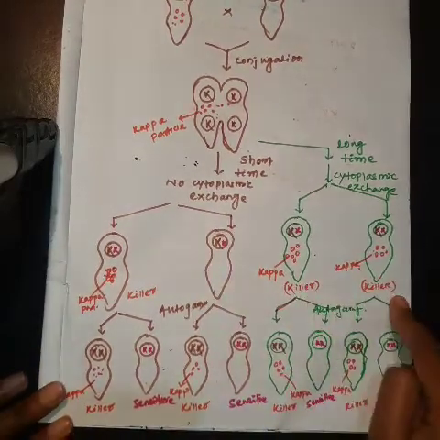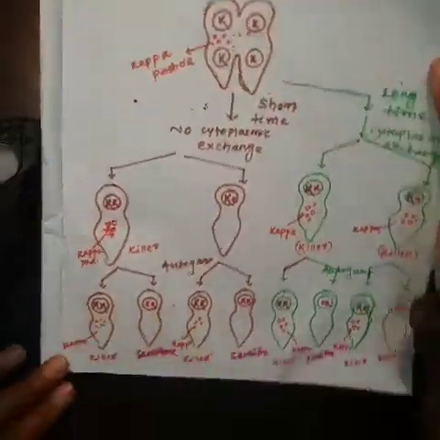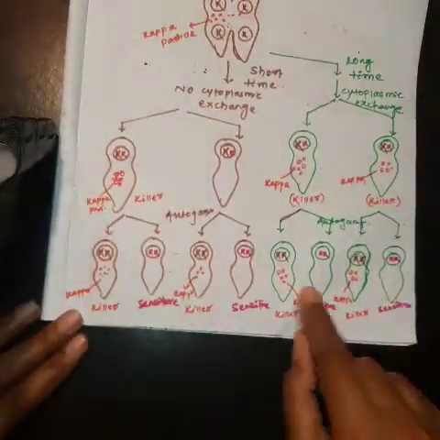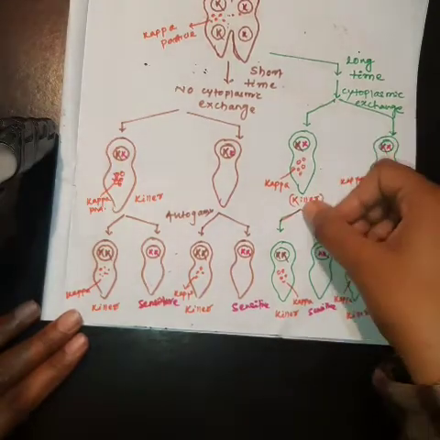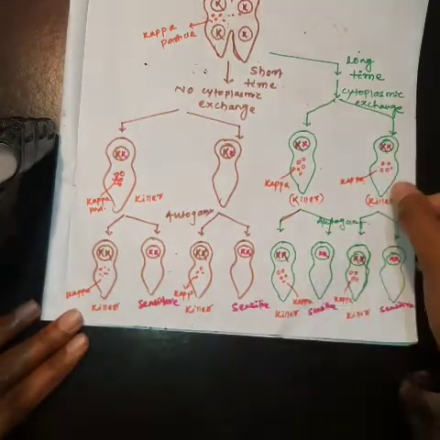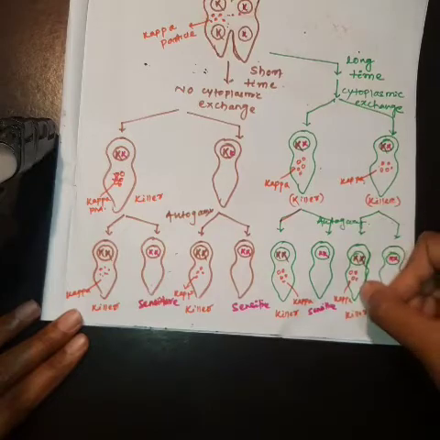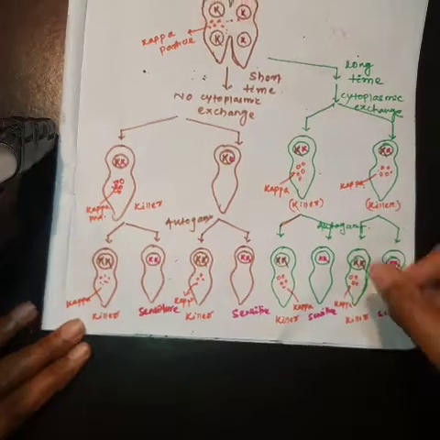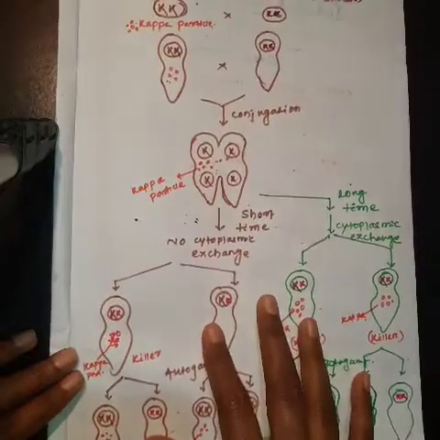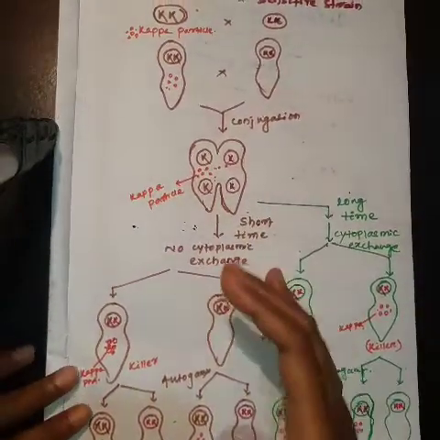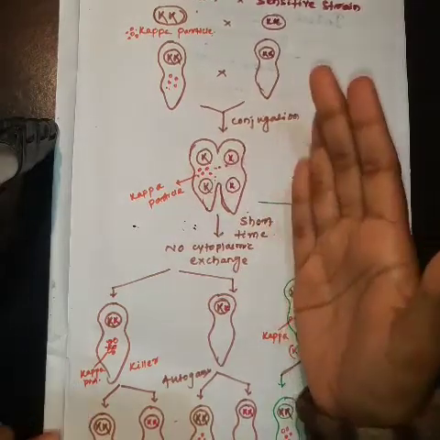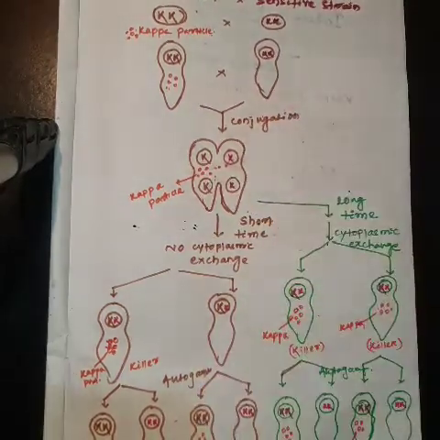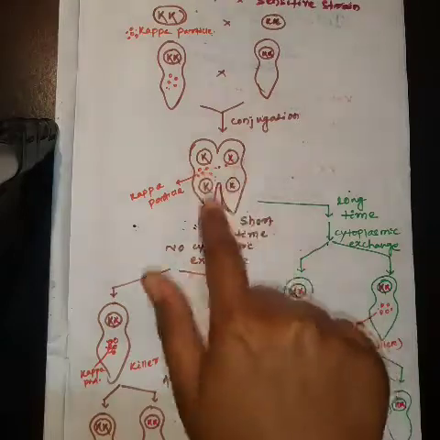Now autogamy will be there, but the autogamy result will be as it is. Out of 4 progeny, 2 will be killer and 2 will be sensitive. Each killer one produces 1 killer, 1 sensitive. The major difference is that it is the cytoplasm which decides the toxicity of the paramecium. It is the cytoplasm, not the nucleus.